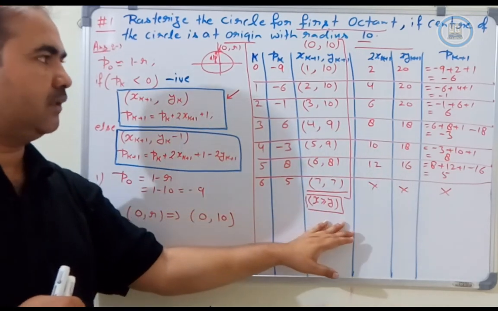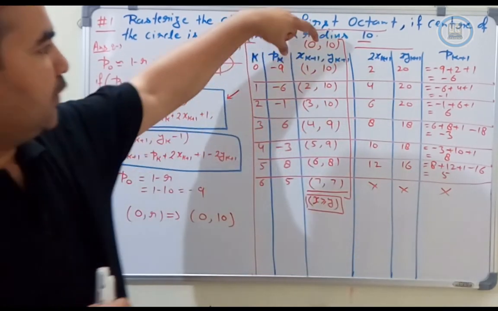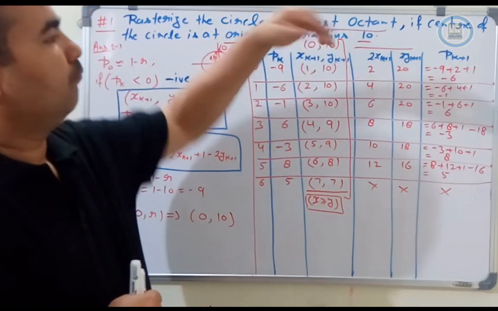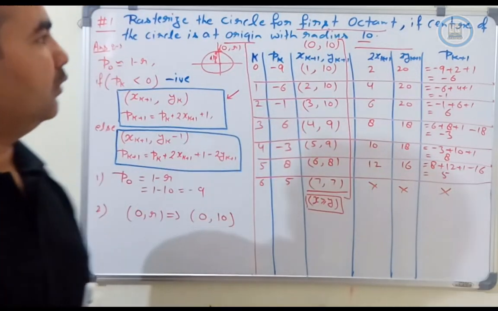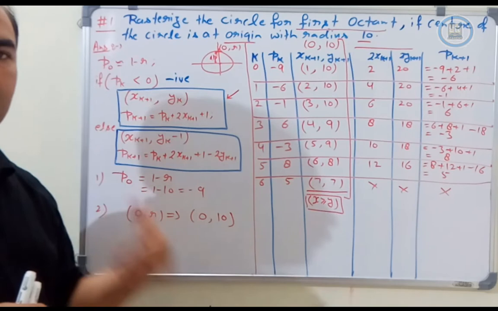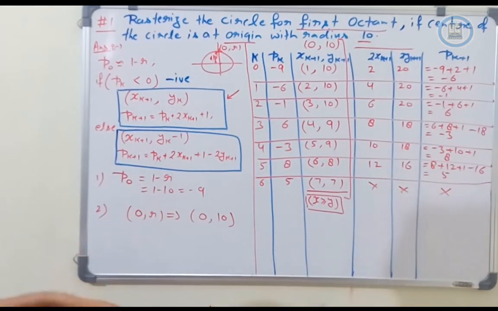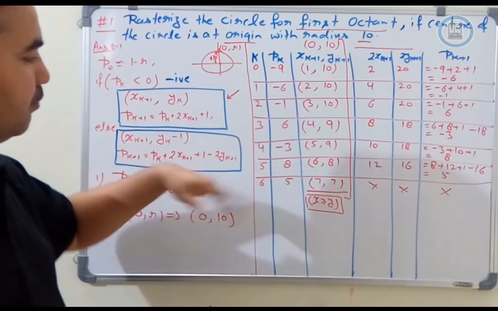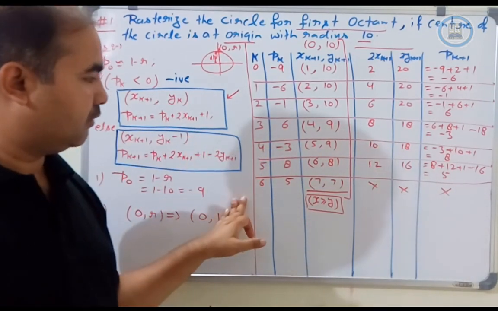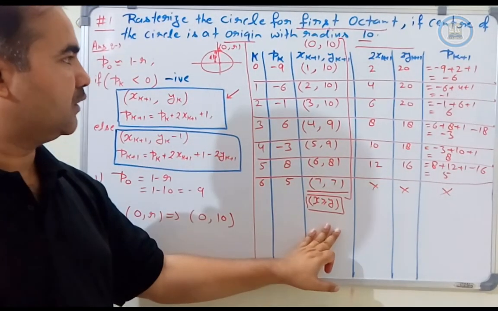Actually, when we are going to calculate the values, we need to calculate one pixel at one time. Next, we need to shift this to the center and also calculate the other octants at the same time. But for our computation purpose, we are computing these values in this way.